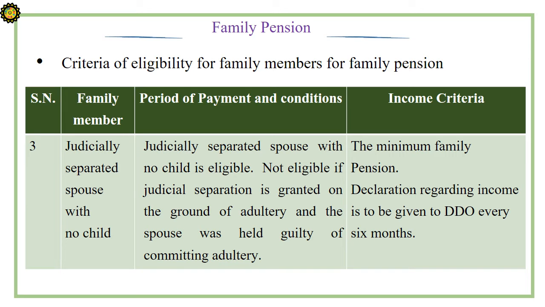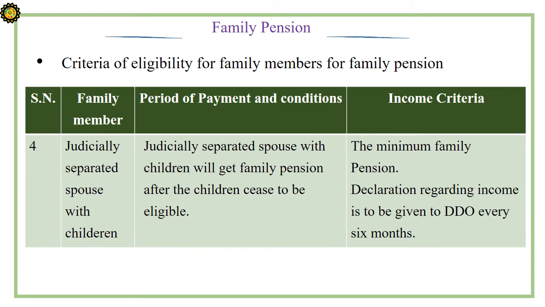Not eligible if judicial separation is granted on the ground of adultery and the spouse was held guilty of committing adultery. Income criteria: the minimum family pension. Declaration regarding income is to be given to the DDO every 6 months. Judicially separated spouse with children will get family pension after the children cease to be eligible. Income criteria: the minimum family pension. Declaration regarding income is to be given to the DDO every 6 months.